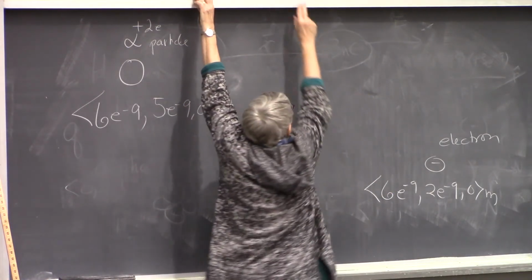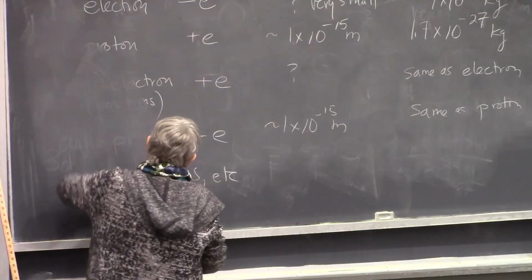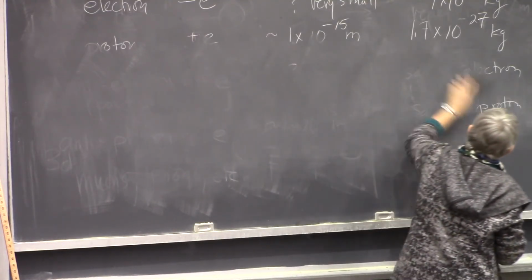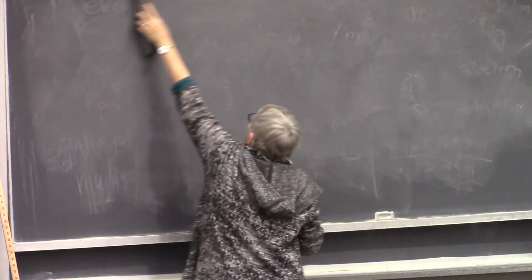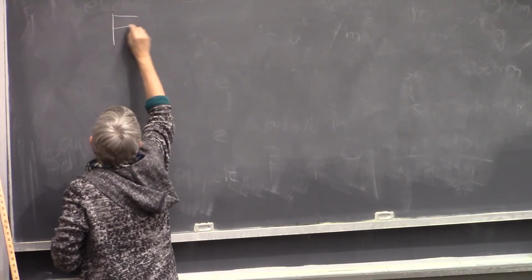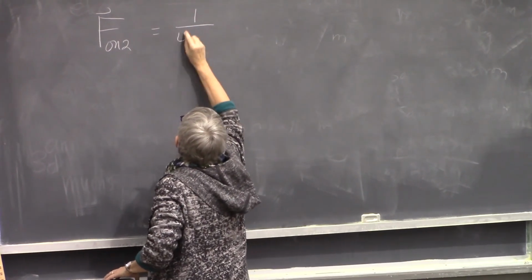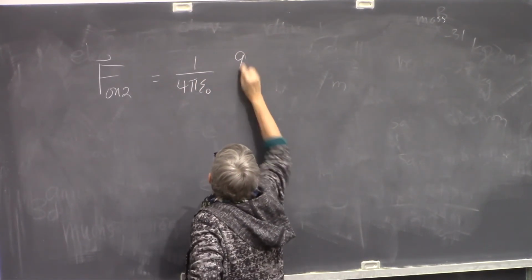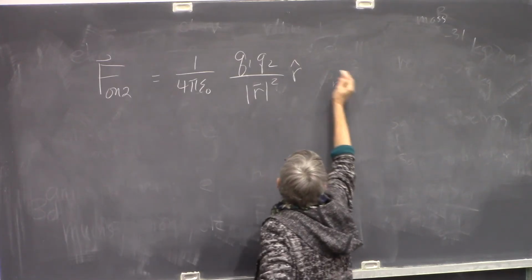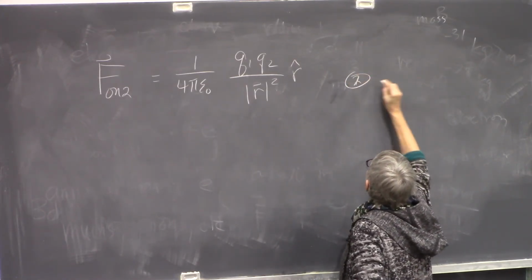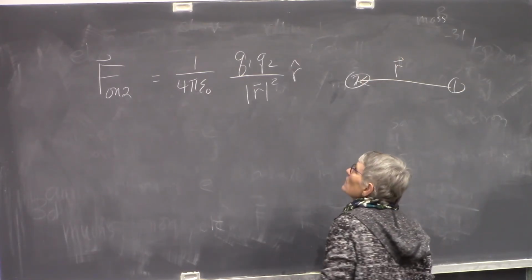So let's actually record our equation up here. The force is 1 over 4 pi epsilon 0 Q1 Q2, over the magnitude of R squared, times R hat, where R goes from 1 to 2.